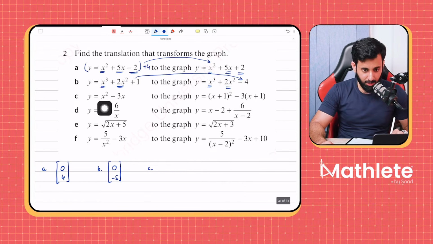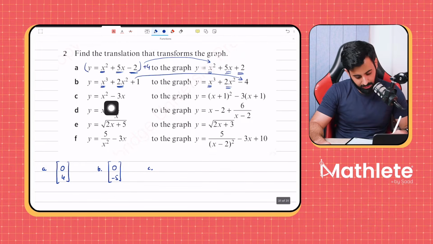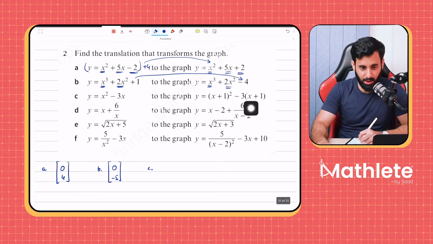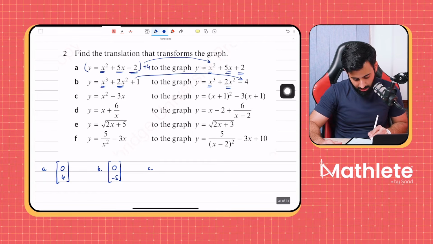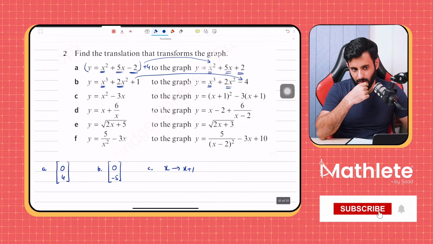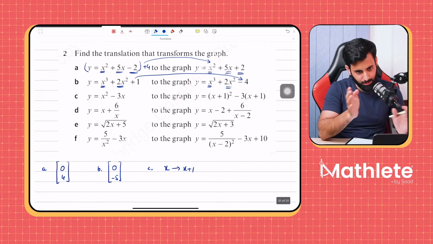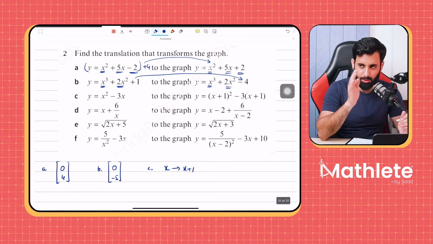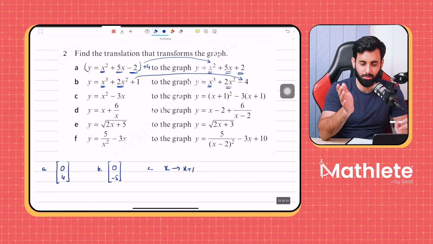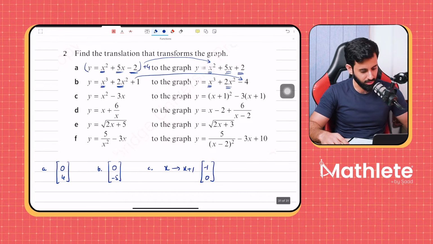In part C, you have x squared, which has now become x plus 1, the whole thing squared. You have minus 3x, which has now become x plus 1. So basically, in part C, x has turned into x plus 1. So what do you think? Because of the plus 1, the graph is going to move 1 unit towards the left. This is what your thought process should be. You're adding 1. What will be the impact of adding 1 to the graph? It's going to move 1 unit towards the left. How do you write the translation vector for that? It's going to be minus 1, 0.